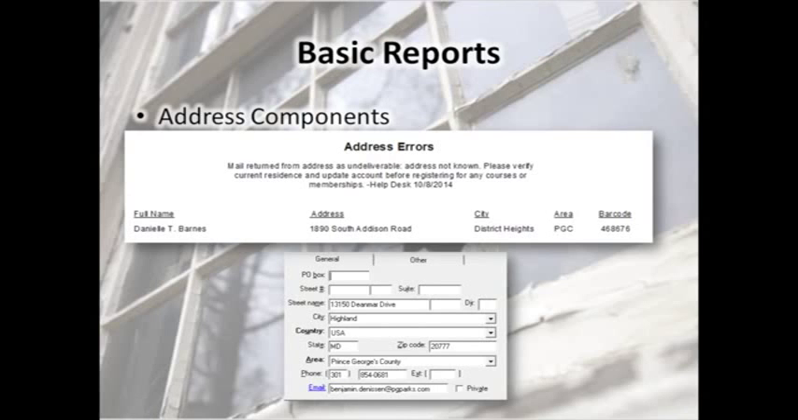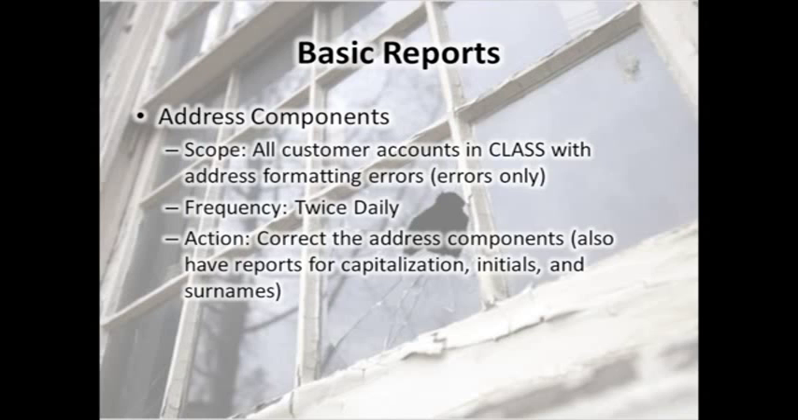So the scope of the address report is all of our accounts from all time. We need to make sure that every single one of our accounts has a properly formatted address for those reasons I was just mentioning. So it checks every single account that's been created in our class database, but it only shows the ones that have an address component error, right? We've got maybe 100,000 or so different accounts in there. We don't want to check each single address to make sure it's all in the right spot. So this only shows ones that have those address component errors.